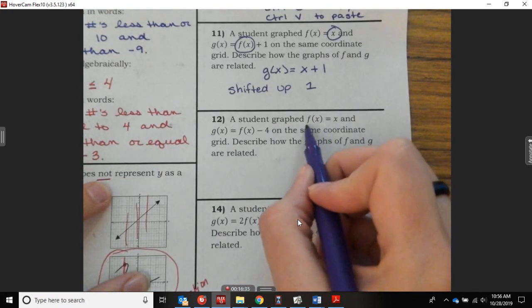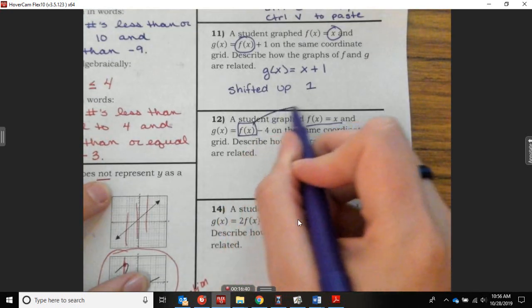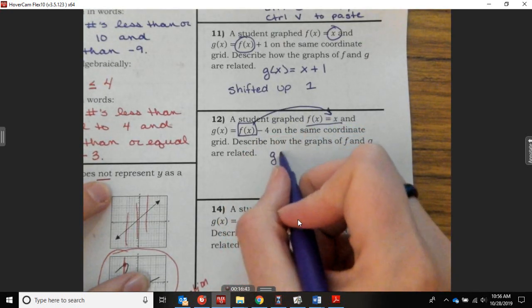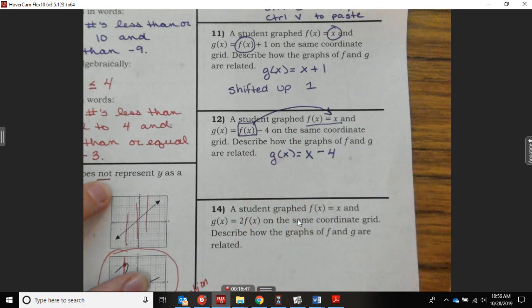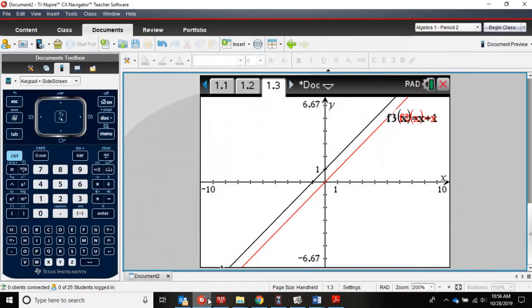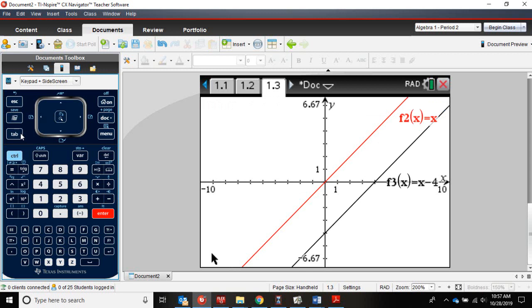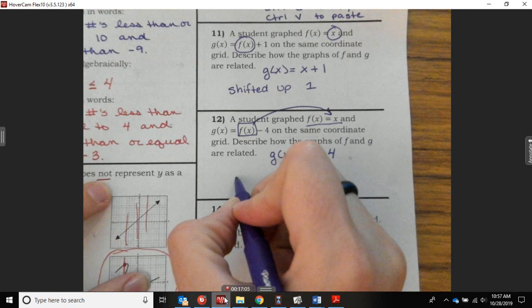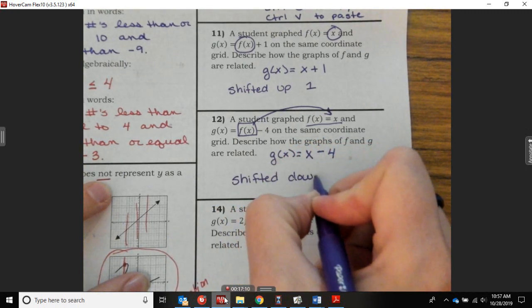The next one, again, f of x is x, and g of x is f of x minus 4. So this gets replaced with x. You would rewrite it as g of x equals x minus 4. And this one is, anytime you change the number at the end, it makes it shift. So if I press tab, I'm going to go change it. Instead of plus 1, we're going to write minus 4. And the black one moved down 4. So it shifted down 4.